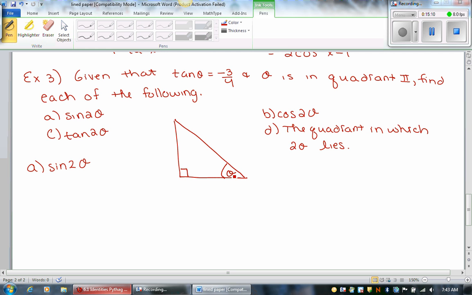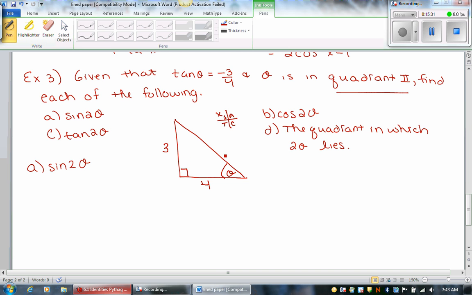Tangent is opposite over adjacent, so from theta, opposite and adjacent. Now again, keeping in mind this whole time that we're dealing in quadrant 2, that's why tangent is negative. So this brings us back to that "All Students Take Calculus" where everything is positive and negative. That's going to be a deciding factor when we're doing our double angle identities.